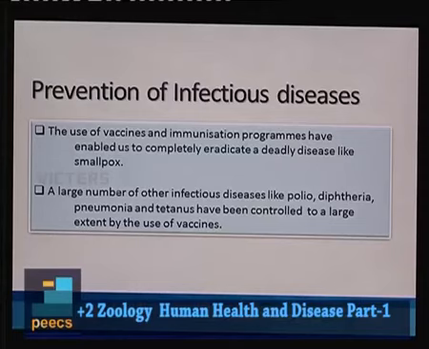Now, how to avoid infectious diseases? Infectious diseases can be avoided by vaccination. Vaccination and immunization programs are enabling us to eradicate deadly diseases like smallpox. We have already eradicated smallpox. A large number of other infectious diseases like polio, diphtheria, pneumonia and tetanus are mainly prevented by immunization programs in which vaccines are involved.